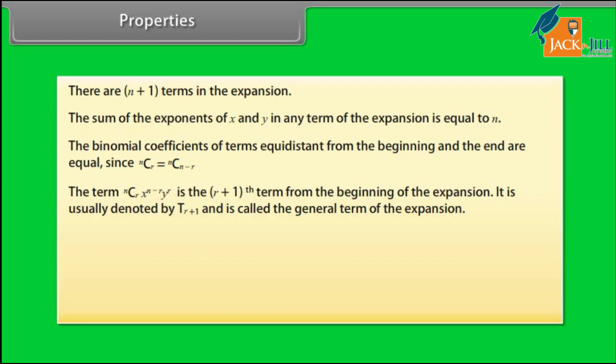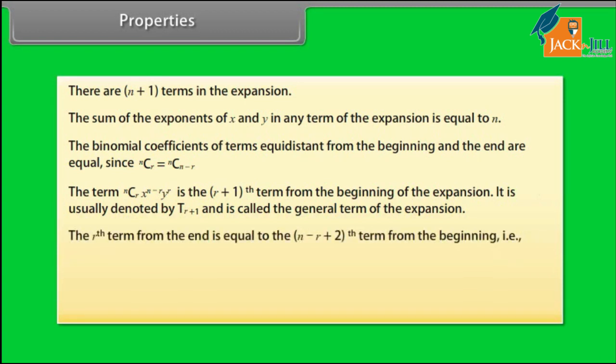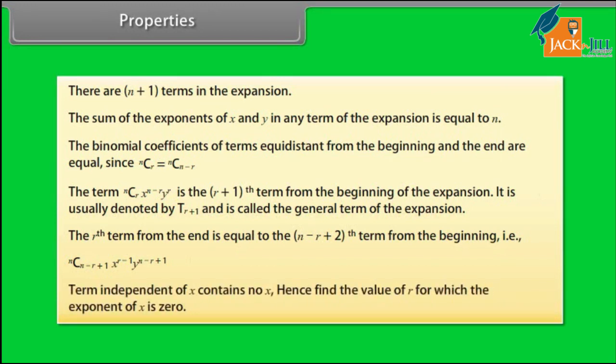It is usually denoted by T(r+1) and is called the general term of the expansion. The rth term from the end is equal to the (n − r + 2)th term from the beginning, that is, nC(n−r+1) x^(r−1) y^(n−r+1). The term independent of x contains no x, hence find the value of r for which the exponent of x is 0.